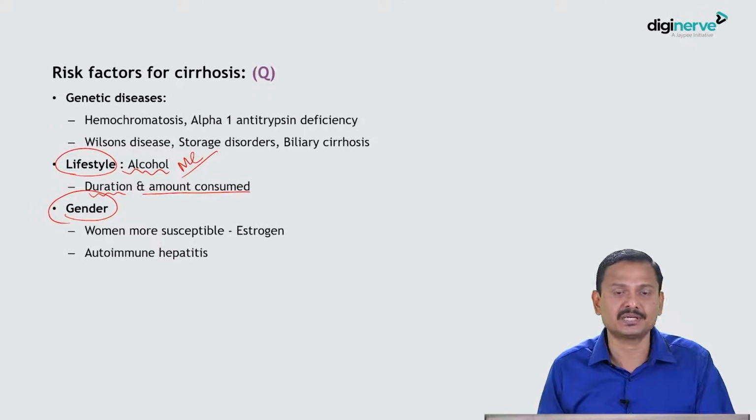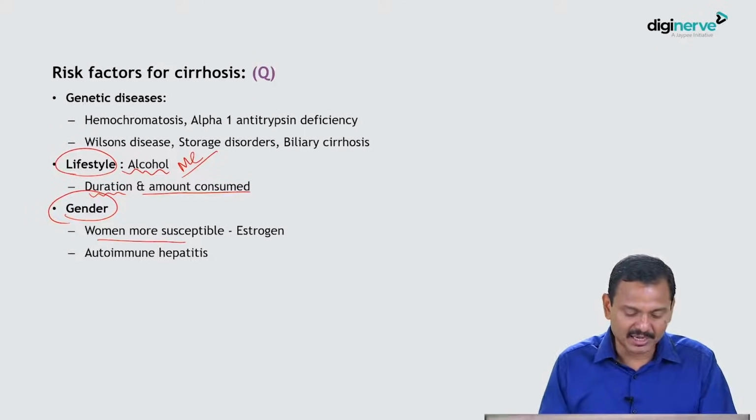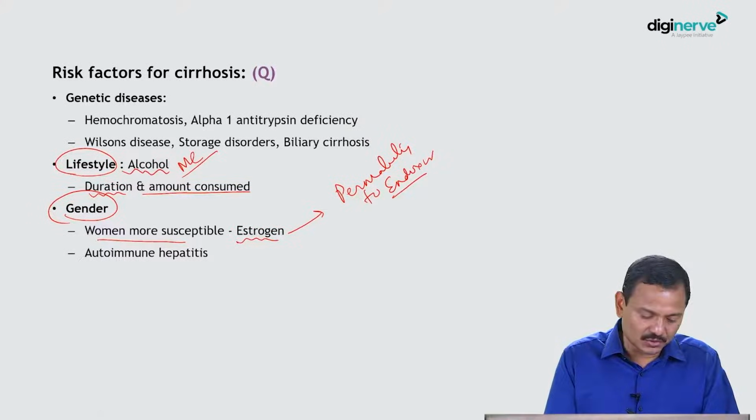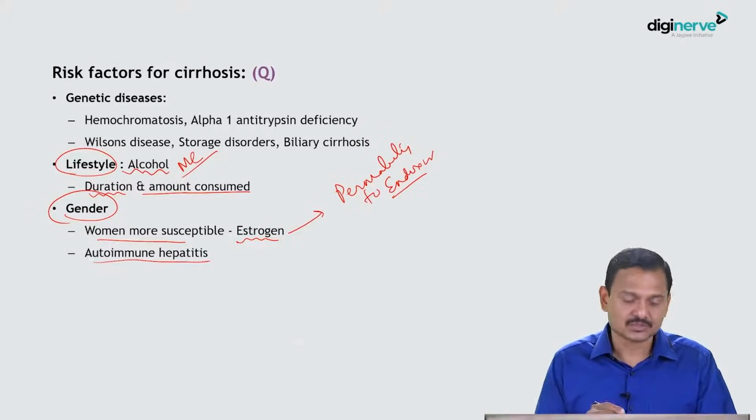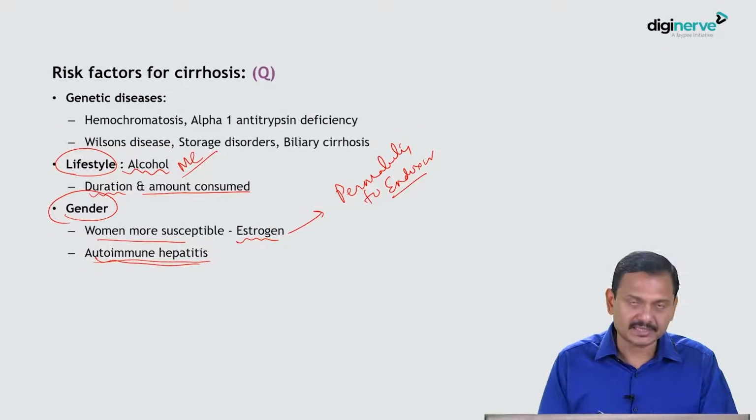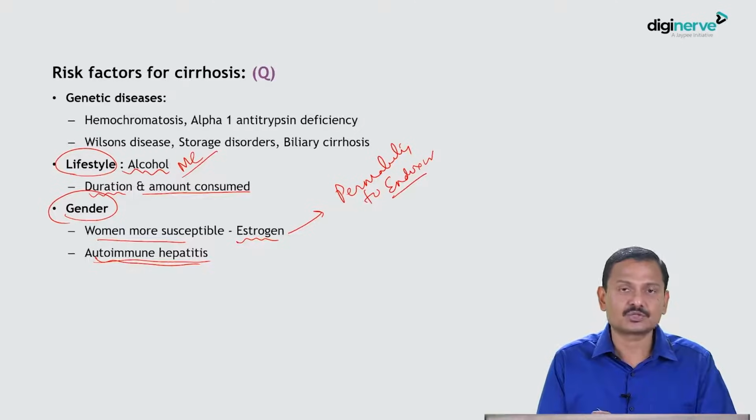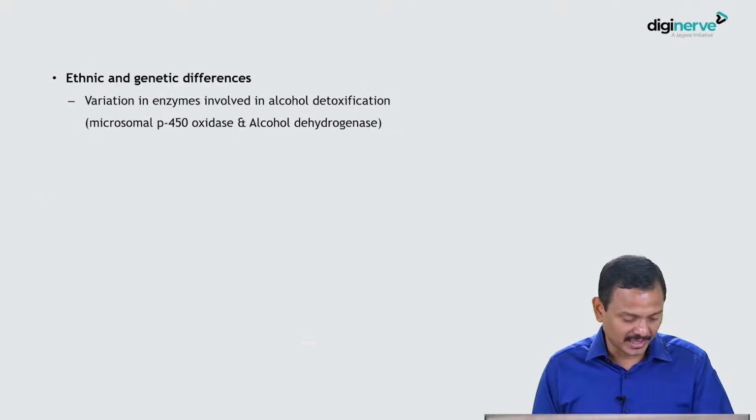When we bring gender into the equation, women are more susceptible, and that is because of estrogen, which increases gut permeability to endotoxins from the gut. Okay. In addition to that, autoimmune hepatitis is also common in females, so females are more likely to develop cirrhosis as compared to males if they consume the same amount of alcohol.